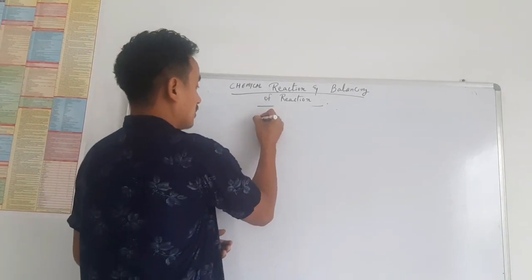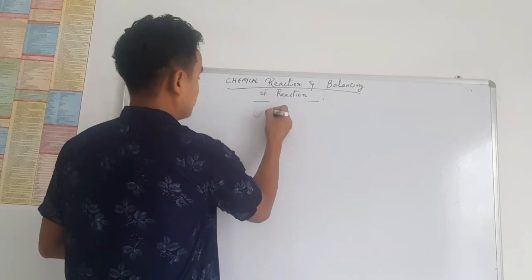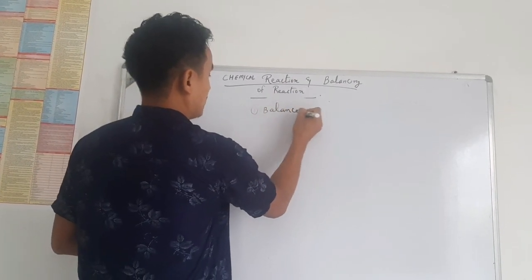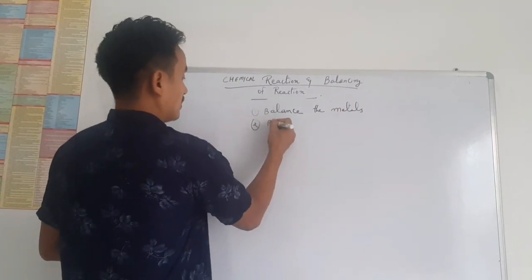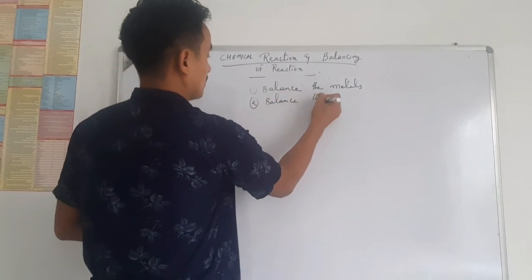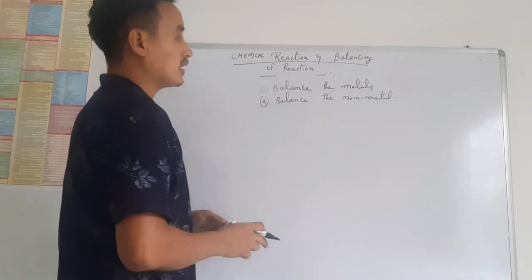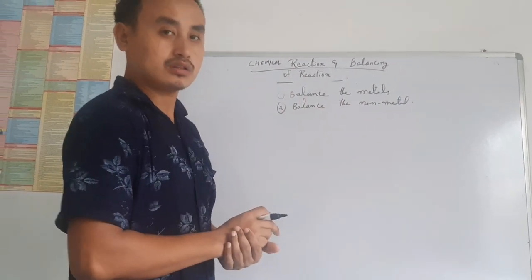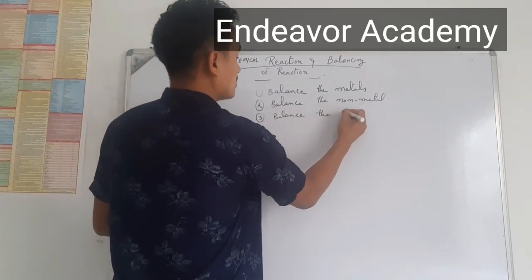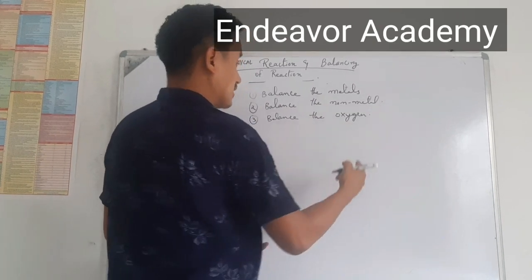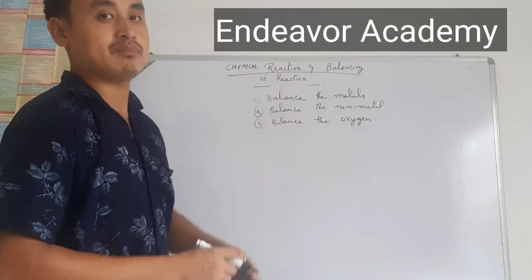First of all, balance the metals. Then balance the non-metals. After balancing the non-metals, check whether the metal is balanced or not. After that, balance the oxygen. Similarly, after balancing the oxygen, check whether your metals as well as your non-metals are balanced or not.